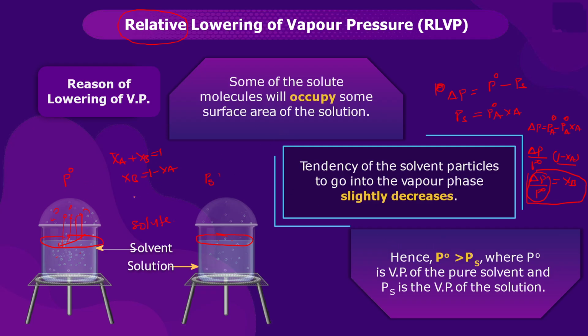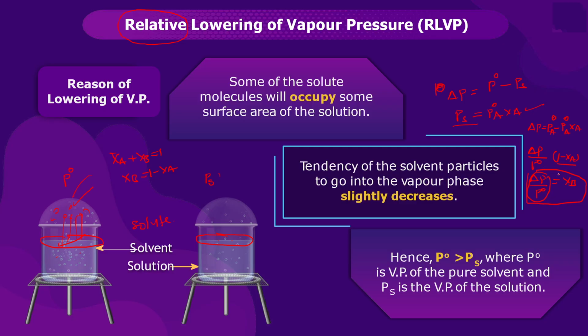I will summarize once. We have taken pure solvent. Solvent molecules will be greater. When we added solutes, the number of solvent molecules on the surface decreases. So only solvent molecules will form vapor. So that's why vapor pressure will decrease. The difference we are calculating like this by using Raoult's law, we can get this value.